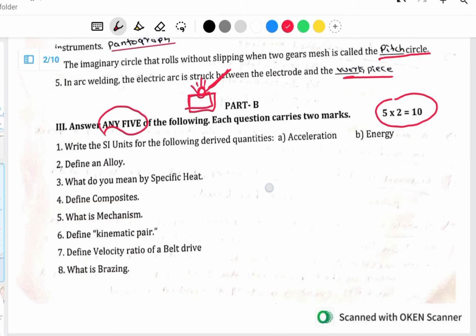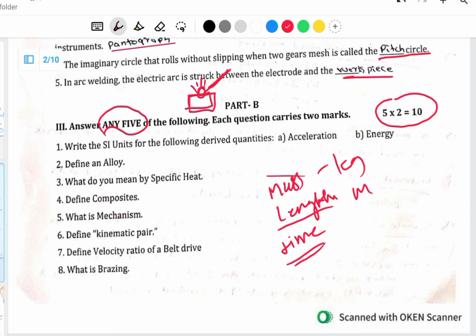Mainly you are using fundamental units: mass, length, and time. These are the fundamental units. For mass you use kg, for length you use meter, and for time you use seconds. So these are standard.